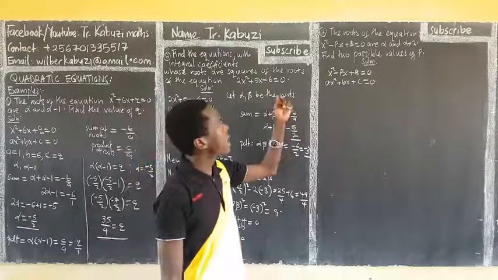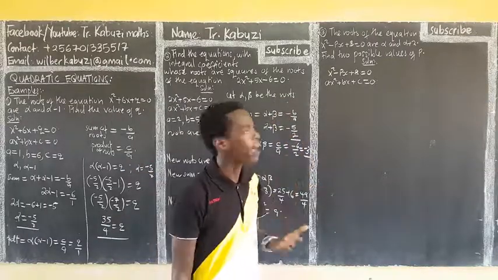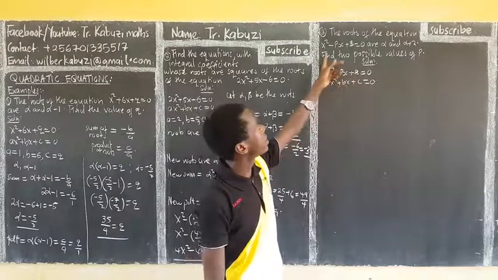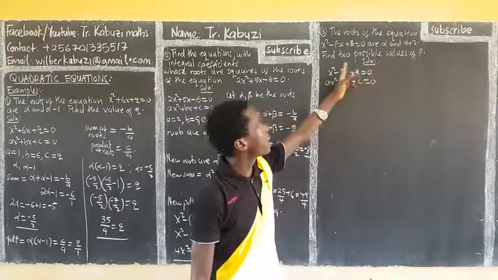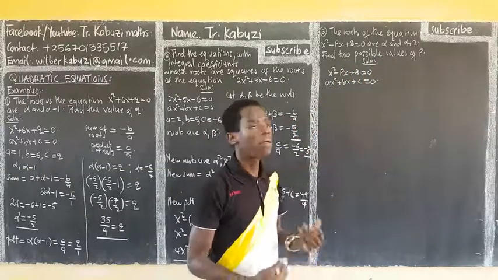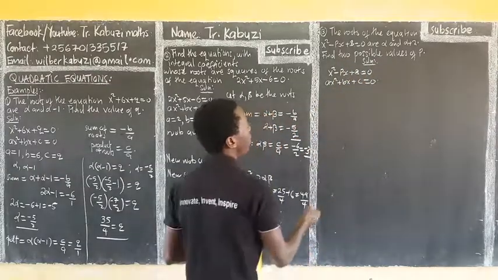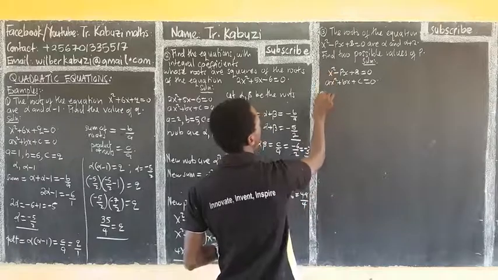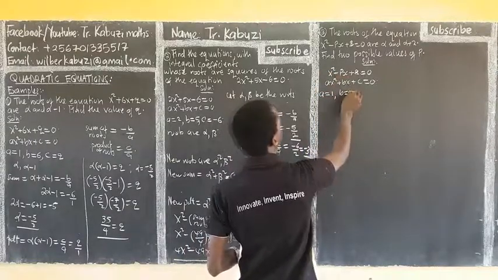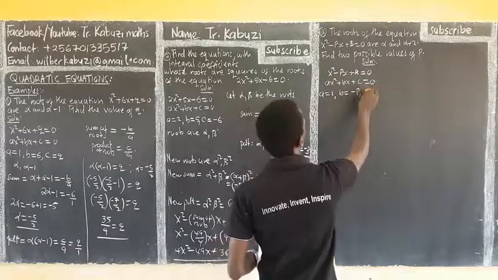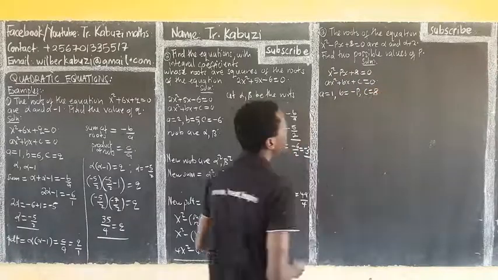When you come to this one now, the same idea. The roots of the equation are alpha and alpha plus 2. Find the two possible values of p. So the roots we have, we first compare. If I compare, my a is 1. My b, if I compare, is negative p, and my c is 8.